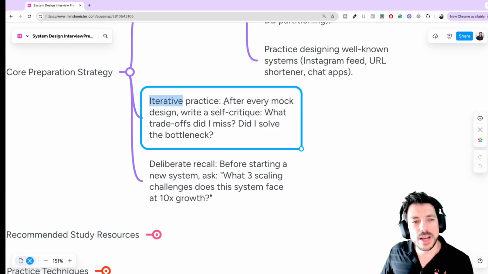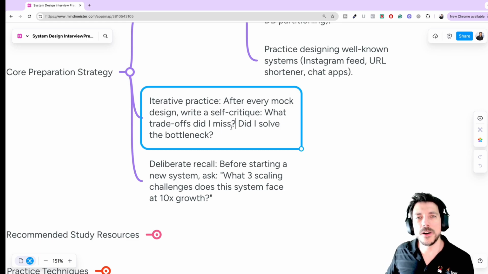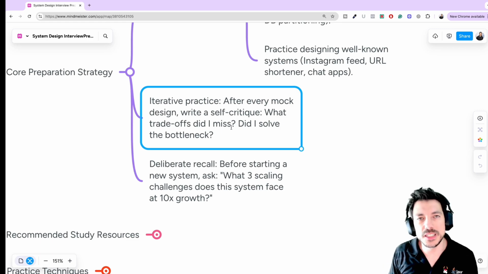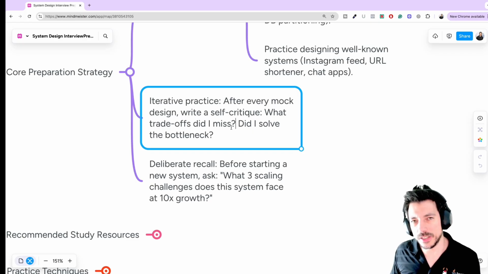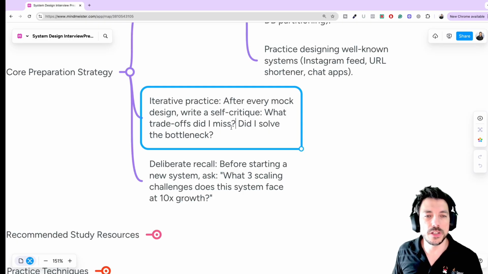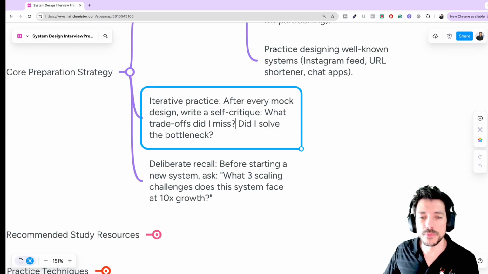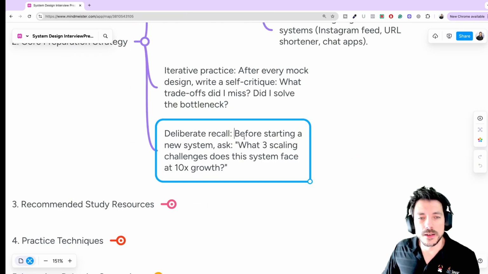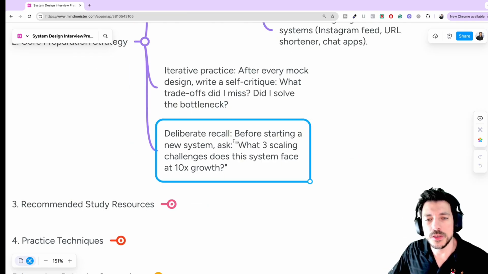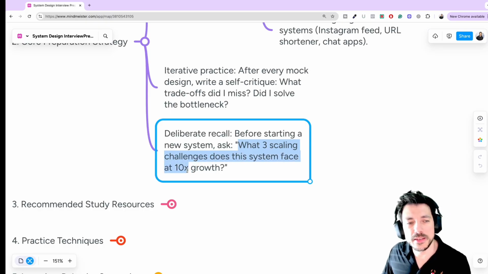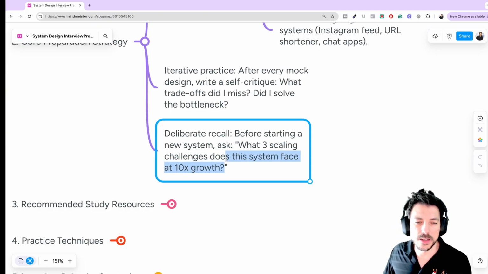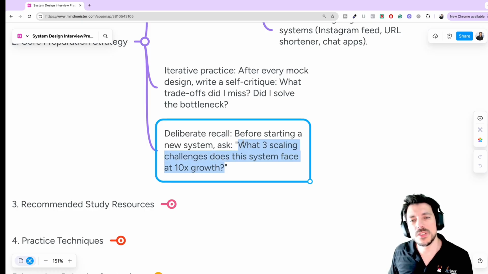Like I said, it's important to do a mock interview. And it's important that you have someone who can give you feedback so that you know what your blind spots are. You could even watch yourself in this interview and ask questions, like what trade-offs you missed, or if you solved bottleneck issues. And also before starting a new system, you can ask, what 3 scaling challenges does this system face at the next growth?